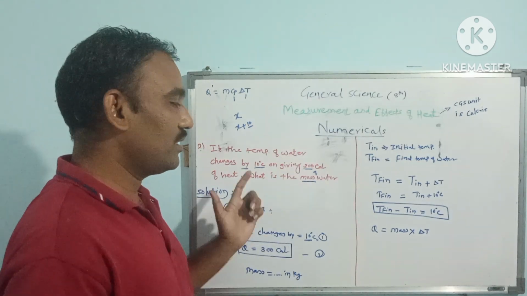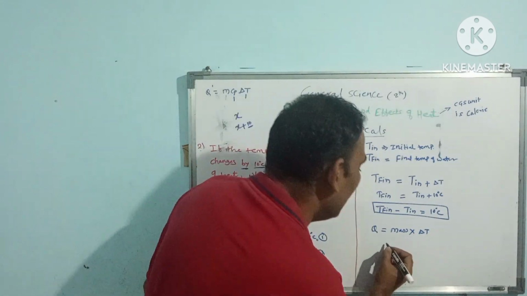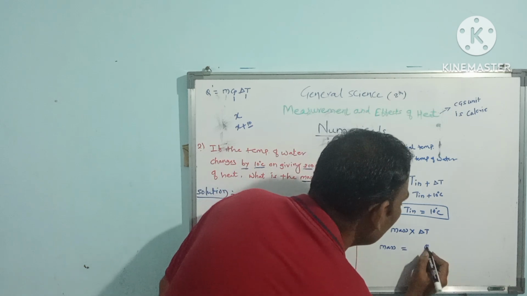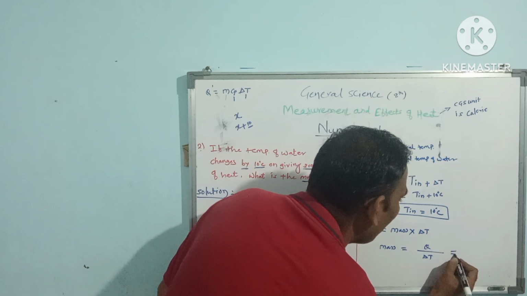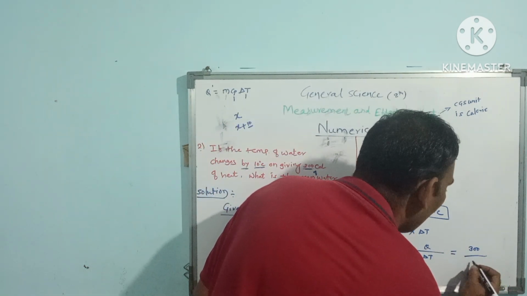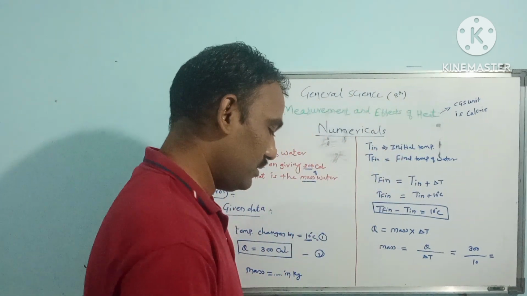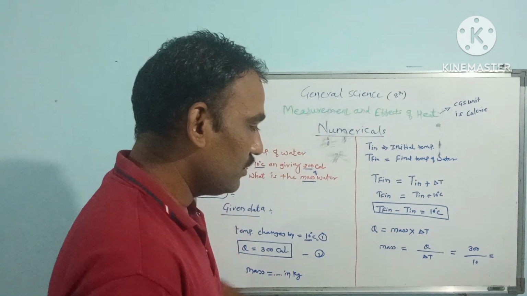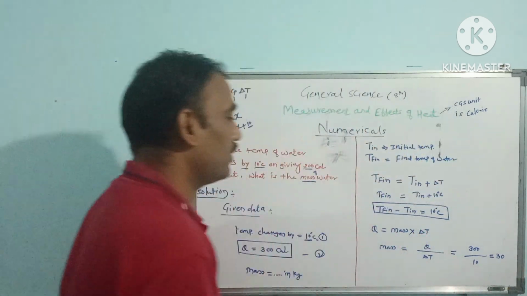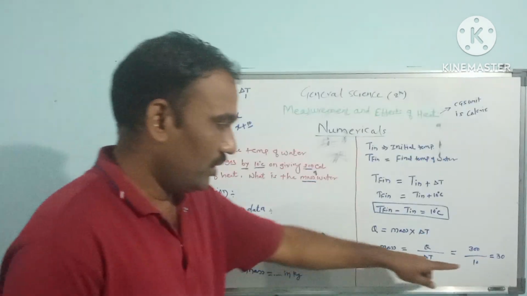What is the mass of water? That is our main question. So we can find out the mass of water. On rearranging the equation, mass is equal to Q upon delta T. Q is 300 calorie upon delta T, that is temperature difference 10. 300 by 10, after calculation we get 30.